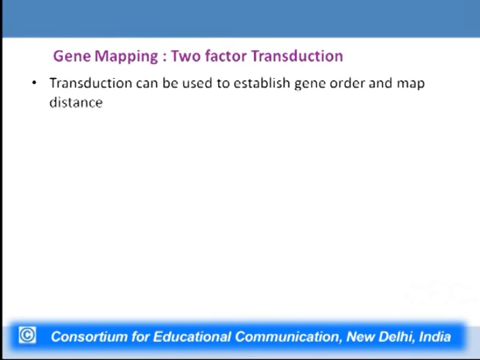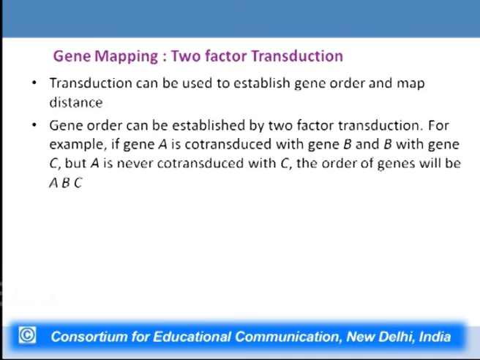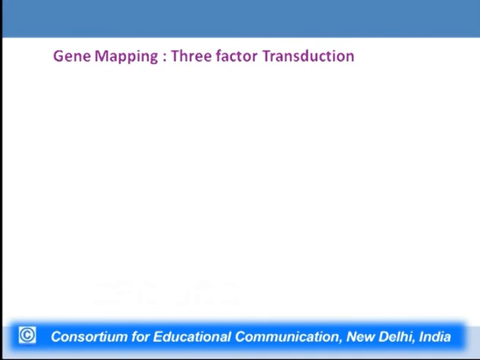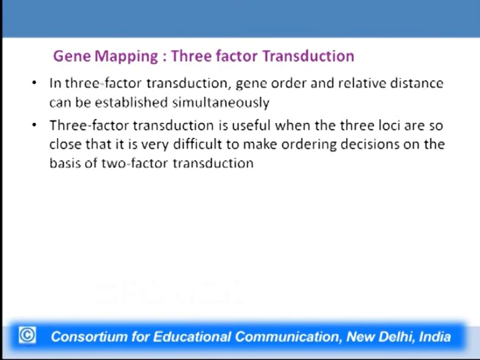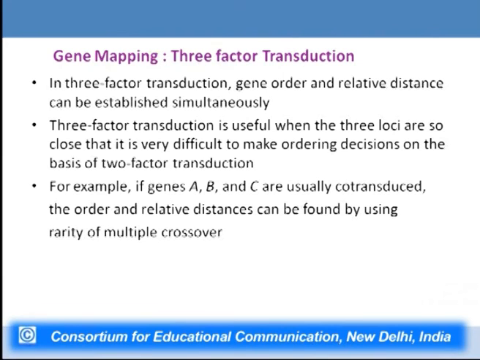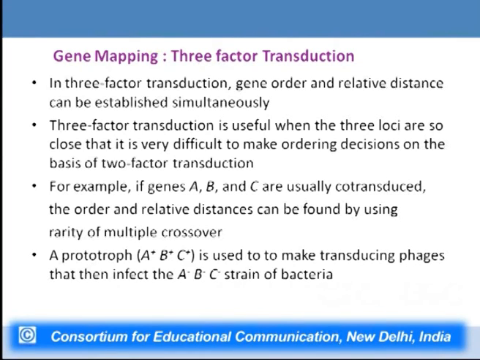Transduction can also be used to map three genes on the DNA. In three-factor transduction, gene order and relative distance can be established simultaneously. It is useful when the 3 loci are very closely situated. For example, if genes A, B, C are co-transduced, the order and relative distance can be found by using the rarity of multiple crossovers. For example, a prototrophic strain, that is A plus, B plus and C plus, can be used to make transducing phages which infect an A minus, B minus and C minus strain.